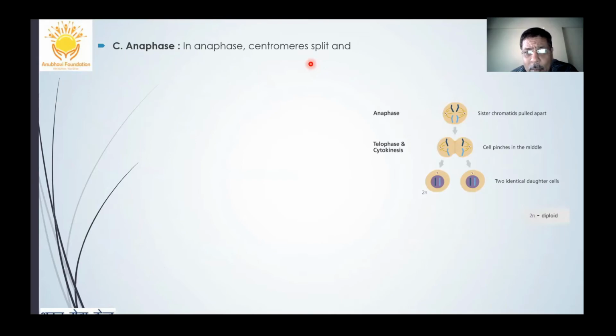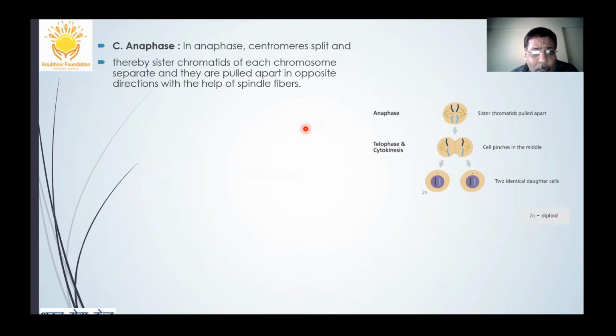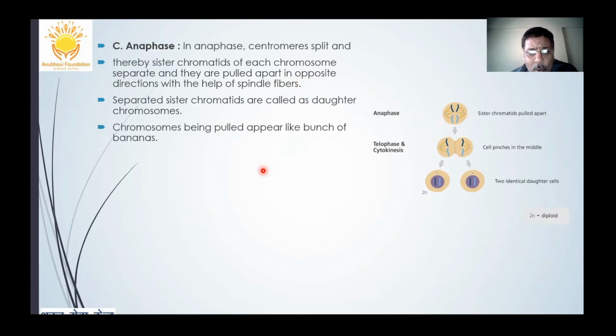In anaphase, the centromere splits, and what happens is very important. Thereby, sister chromatids of each chromosome separate and they are pulled apart in opposite directions. So suppose this was one chromosome with two sister chromatids. One sister chromatid will come this side, and the other sister chromatid will move to the other side, and in this way they will separate out during the cell division with the help of spindle fibers. Separated sister chromatids are called daughter chromosomes. Chromosomes being pulled appear like a bunch of bananas, and they will go to the opposite poles of the cell.